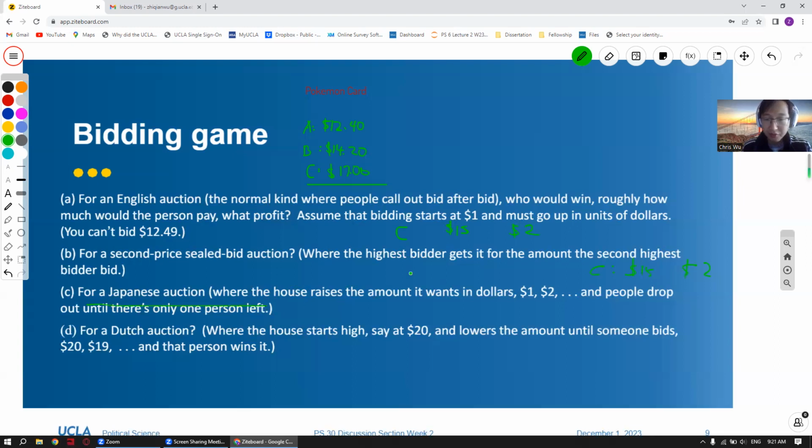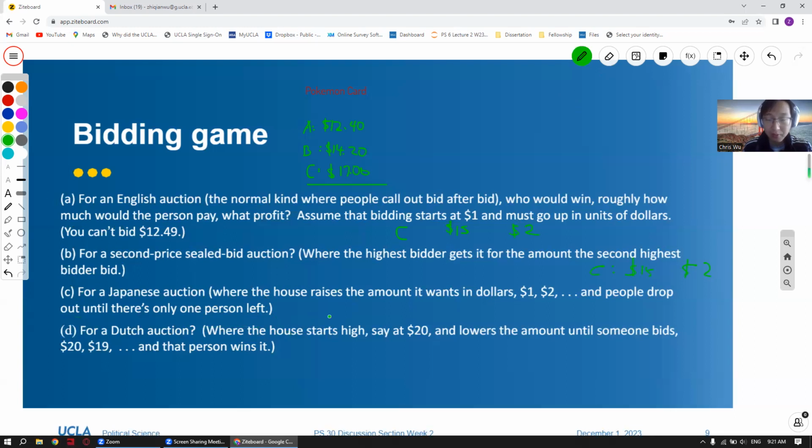Now, for a Japanese auction, where the house calls out 1, 2, 3, 4, 5, and people drop out until there's only one person left, this game will play out essentially like part A. In part A, if it's ABC, they yell out prices themselves, take a jump, right? But for a reasonable person, they're not going to do any more than a $1 bidding increment. Then C, you're forced to do the $1 bidding increment, right? So essentially, the house keeps raising the dollar amount until everybody drops out.